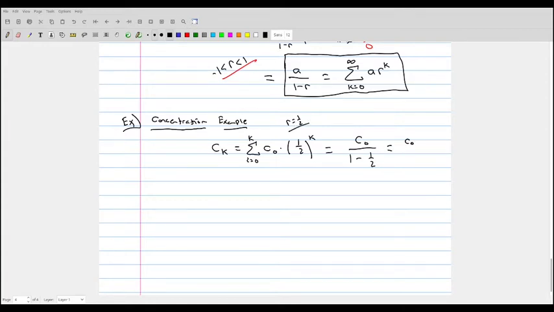Which is going to be C naught over 1/2, or 2 times C naught, which is exactly the limit that we got using the recursive sequence. This is now using series to solve for that limit, which is very, very cool that we can do that.